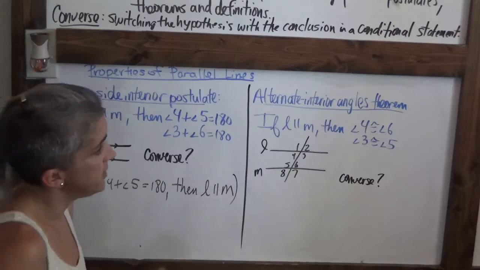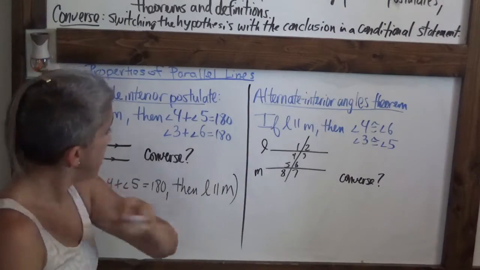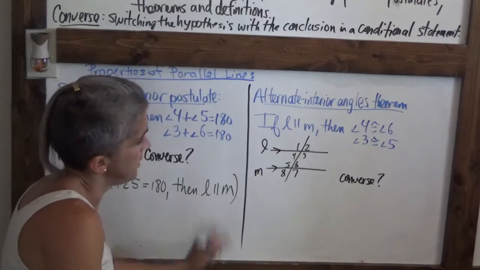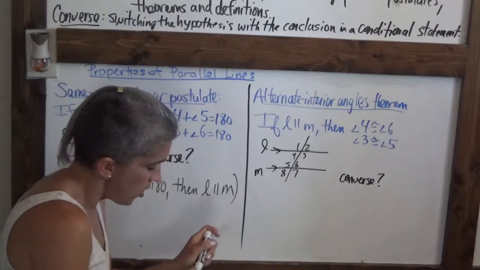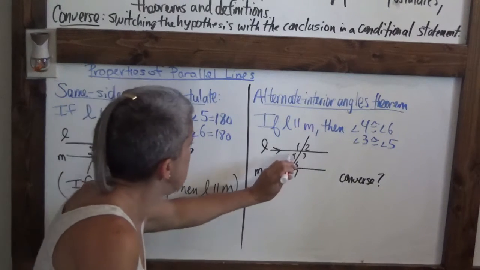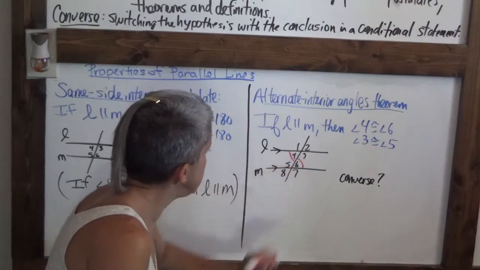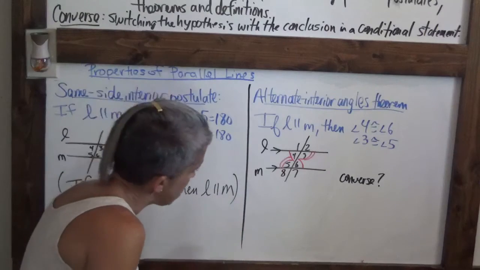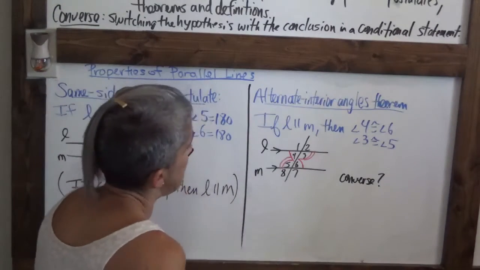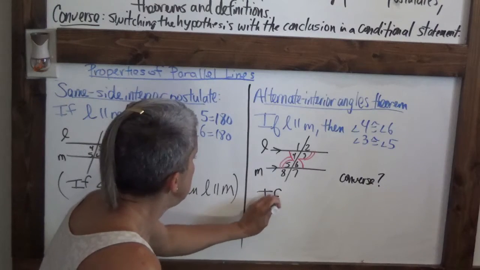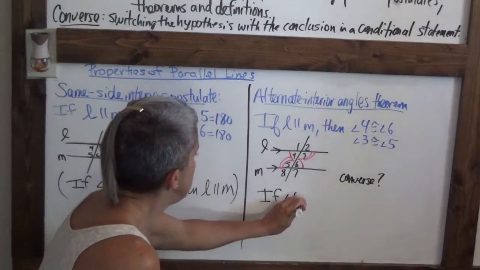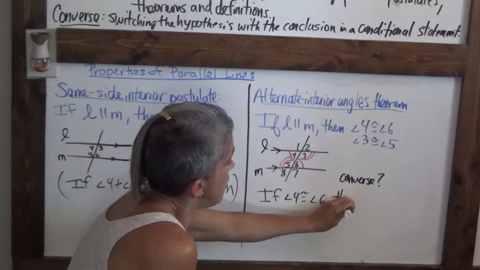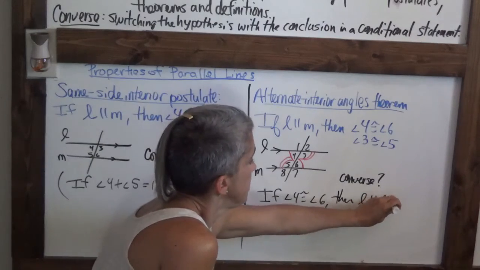Next one, alternate interior angles theorem. If I have L parallel to M, and they have arrows to show us that, or they say it, then angle 4 is congruent to angle 6. So these are those alternate interior angles. Or I could have 3 equal to 5. How would I write the converse of that? I would switch the conclusion with the hypothesis. So I'm going to say if angle 4 is congruent to angle 6, then I know those lines are parallel.